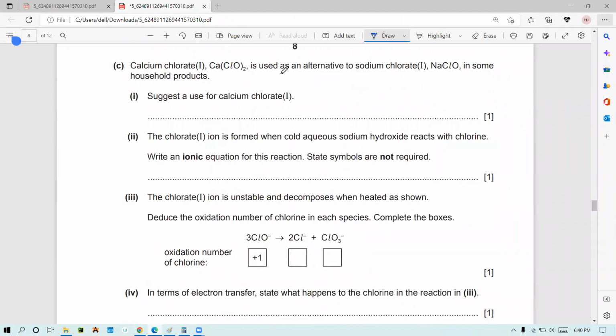Calcium chlorate is used as an alternative to sodium chlorate in some household products. Sodium chlorate is used in detergents. So calcium chlorate also can be used for the same purpose. Suggest a use for calcium chlorate. Actually, we don't know that if this information is not given. So you can say in detergent powder.